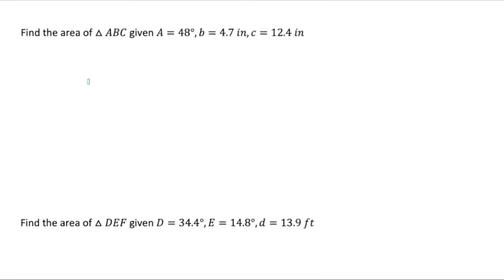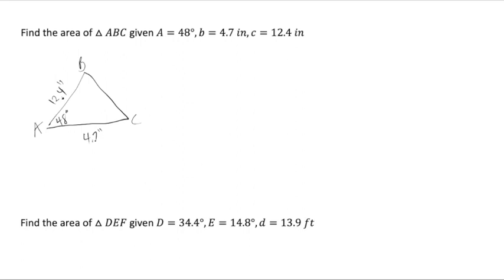So we want to find the area of triangle ABC, given that we have angle A to be 48 degrees, side B is 4.7, and side C is 12.4 inches. So let's sketch this triangle and see what this looks like. I'll say this is A, this is B, this is C. So this is 48 degrees. Side B, opposite of angle B, is 4.7 inches. And side C was 12.4 inches.